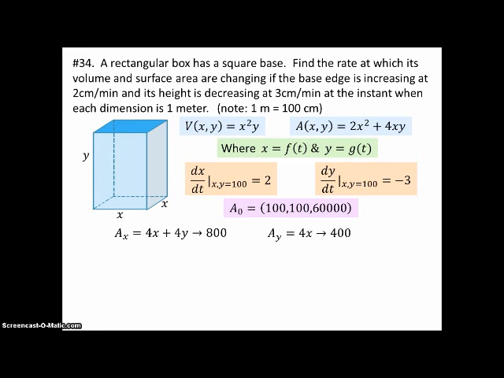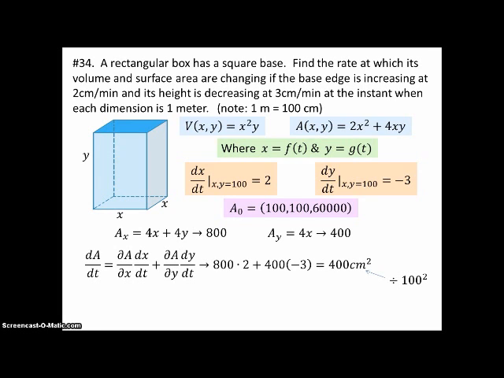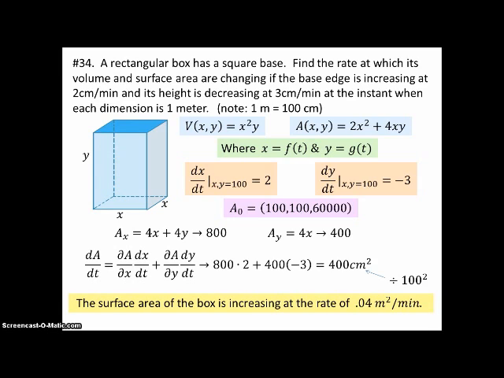Partial derivative with respect to y, the 2x squared goes to 0, and then the coefficient of 4xy is 4x. Put 100 in for x, and you get 400. So now we combine those with all the numbers we have, and we get an answer of 400 square centimeters. And again, to answer in meters, we have to divide by 100 squared for area. And our final answer is the surface area of the box is increasing at the rate of 0.04 meters squared per minute.